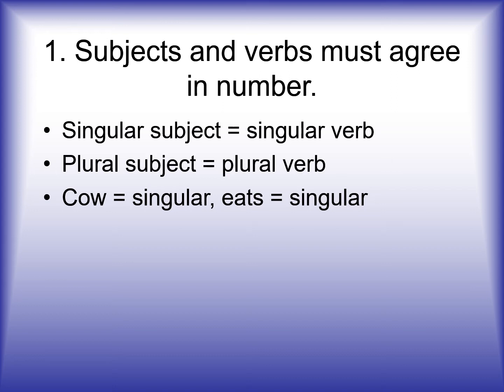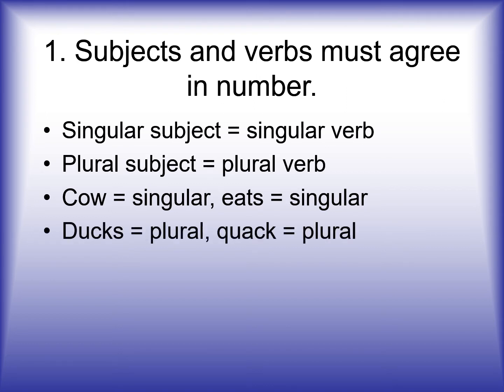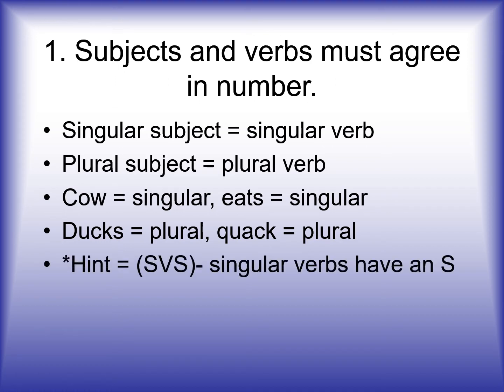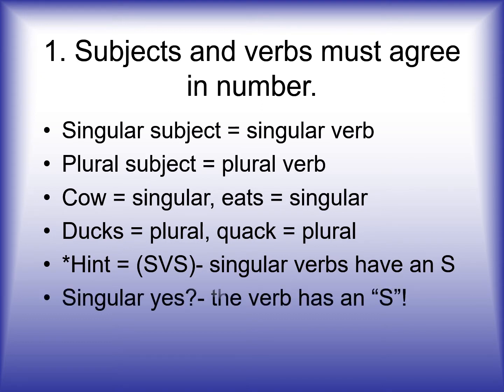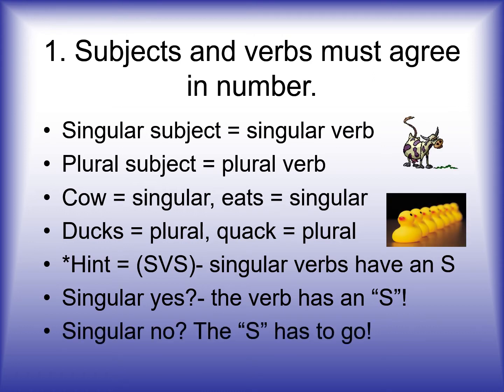See the following. Cow. If we use cow as the subject, it is a singular subject, so the verb must have an s with it. So, cow eats. Ducks. It is plural, so the verb will be without an s. So we see that singular verbs have an s. If the subject is singular, the verb has an s. If plural, the s has to go.